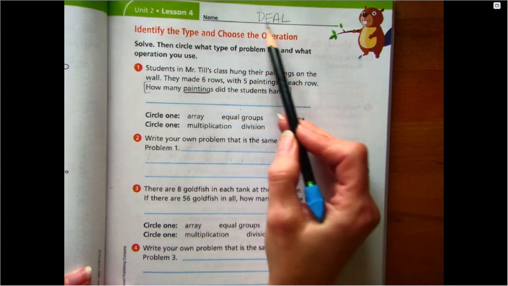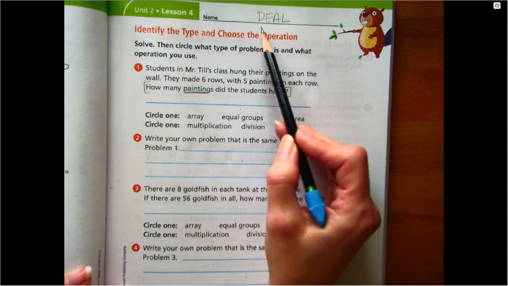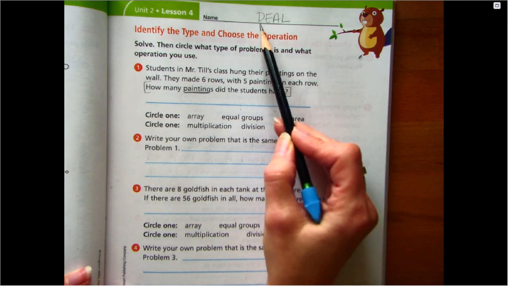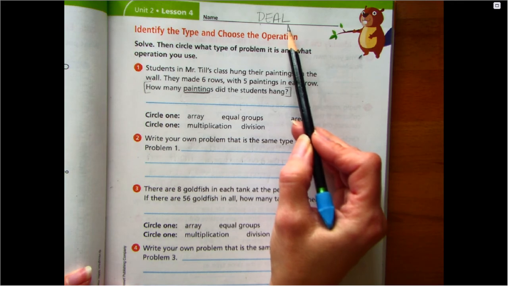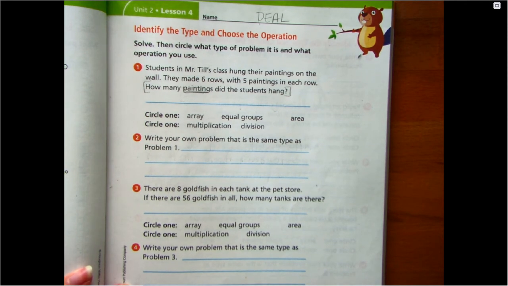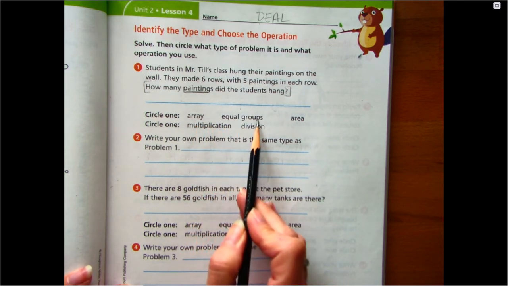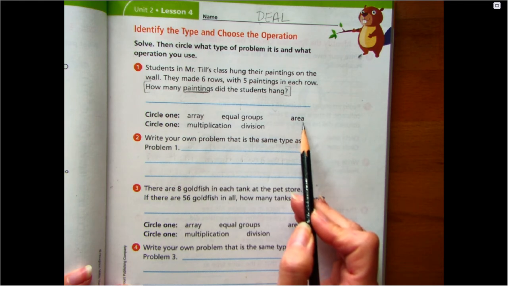Okay, I wrote the word deal up here as a reminder to myself to go ahead and make sure I do all parts of a deal problem. So let's reread that one more time. Students in Mr. Till's class hung their paintings on the wall. They made 6 rows with 5 paintings in each row. How many paintings did the students hang? Let's start by drawing our picture. That's going to help us figure out if it's an array, an equal group, or an area problem.